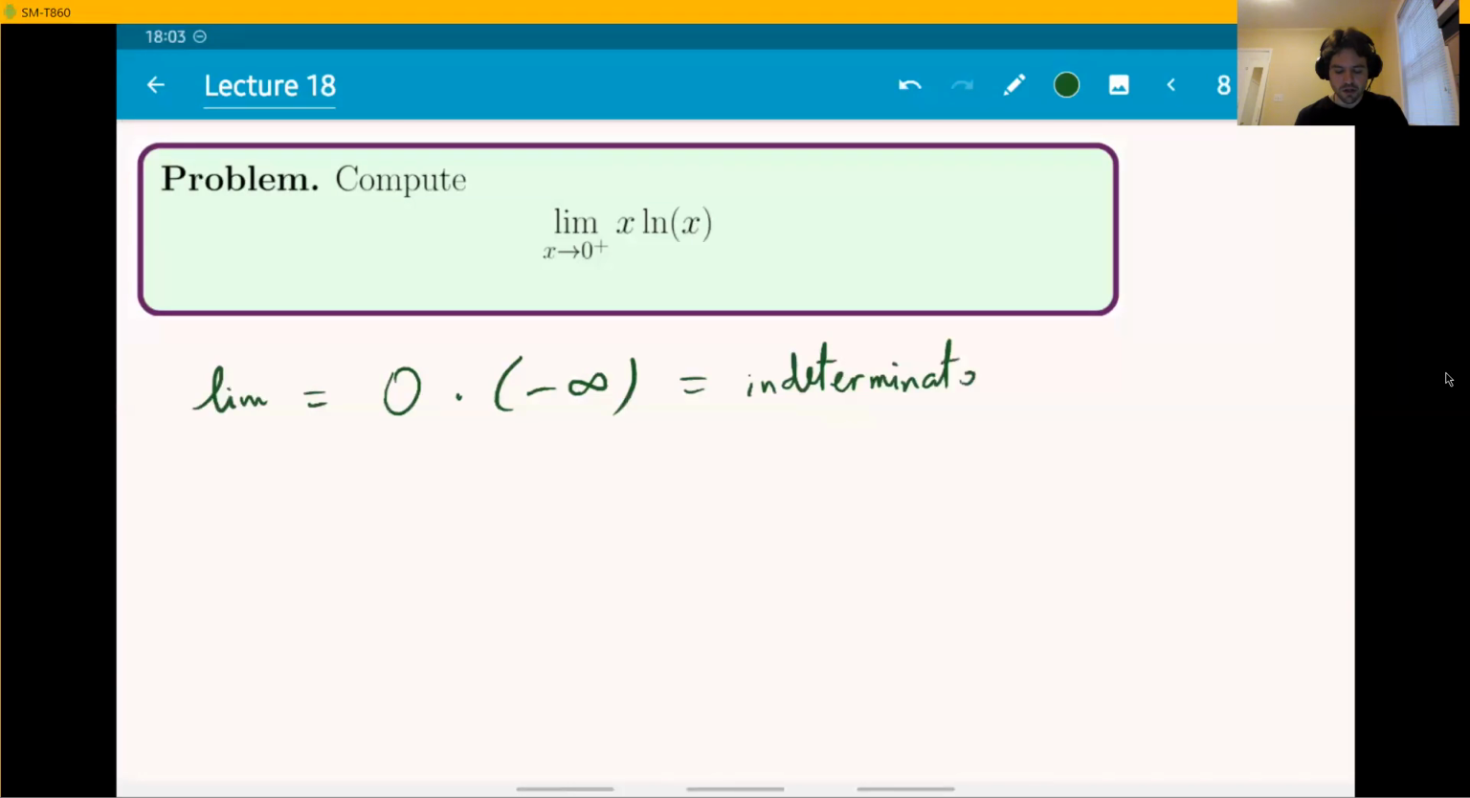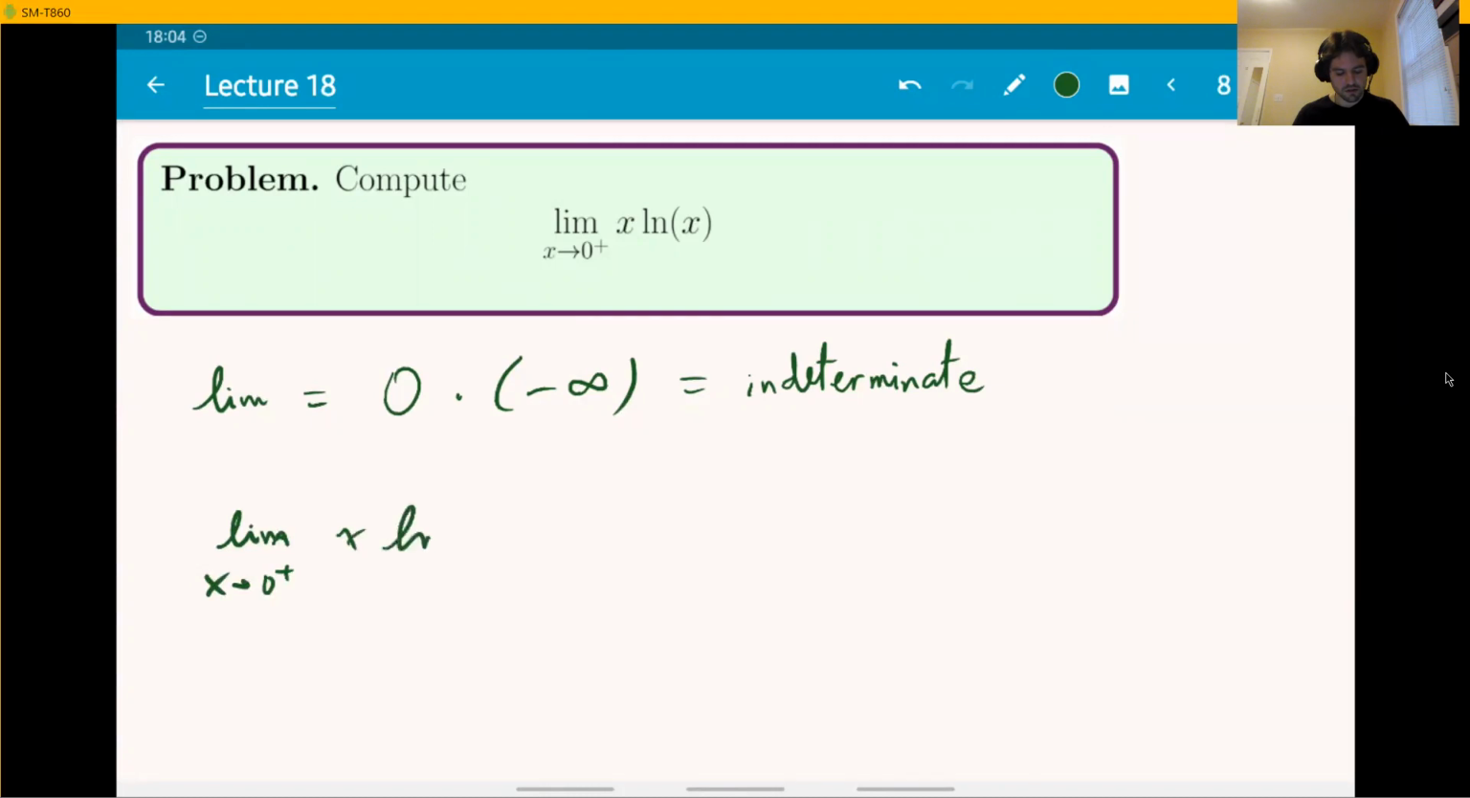L'Hopital does not apply directly to this. L'Hopital applies to quotients, 0 over 0 or infinity over infinity. We need to, first of all, transform this into a quotient. When you have a product like this and you want to transform it into a quotient, you take one of the two functions, usually the simpler one. So let's take the x, and you rewrite it in the denominator as a reciprocal, as 1 over x. We're going to say this then.